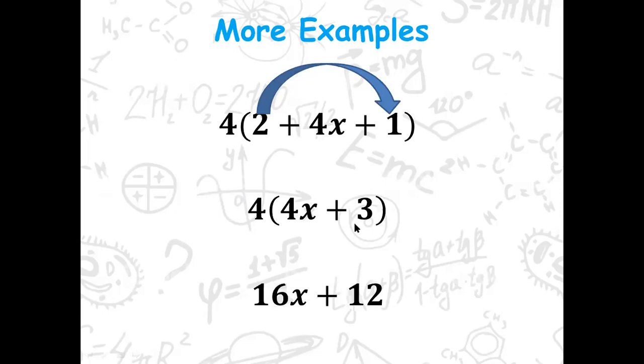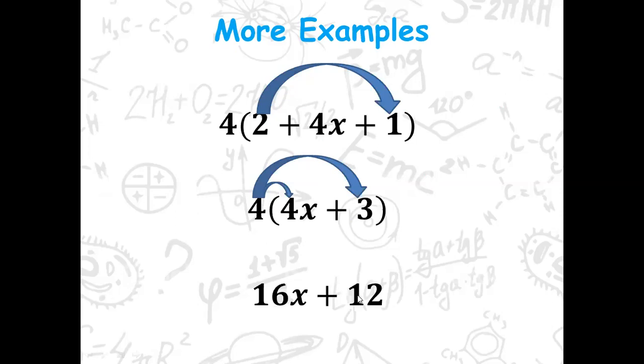So this is what these parentheses mean, which means you will be multiplying 4 by 4x, and then 4 by 3 as well. You have to multiply each term which is inside the parentheses with the number which is outside. So 4 multiplied by 4x will give you 16x. 4 multiplied by 3 will give you 12.